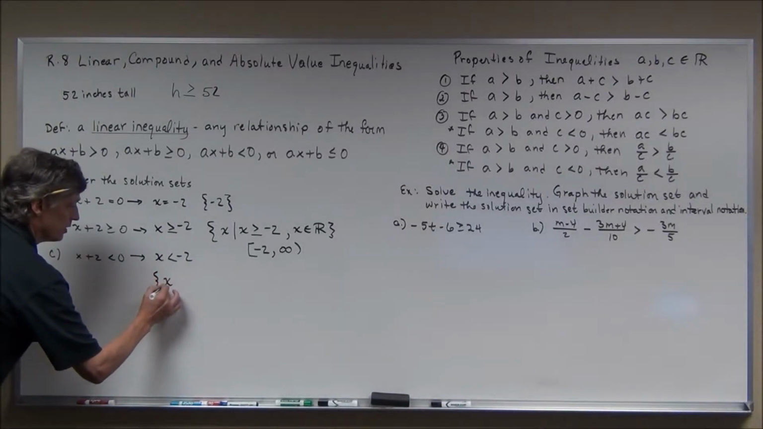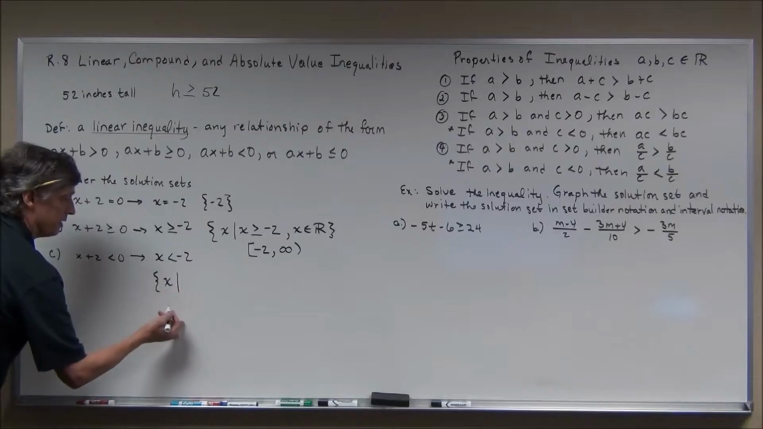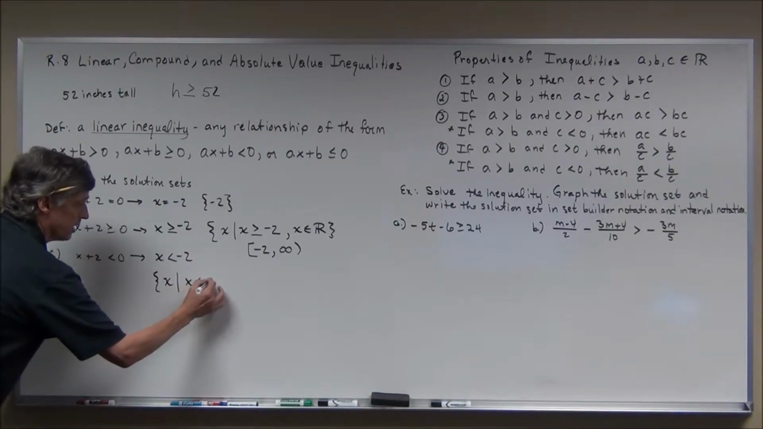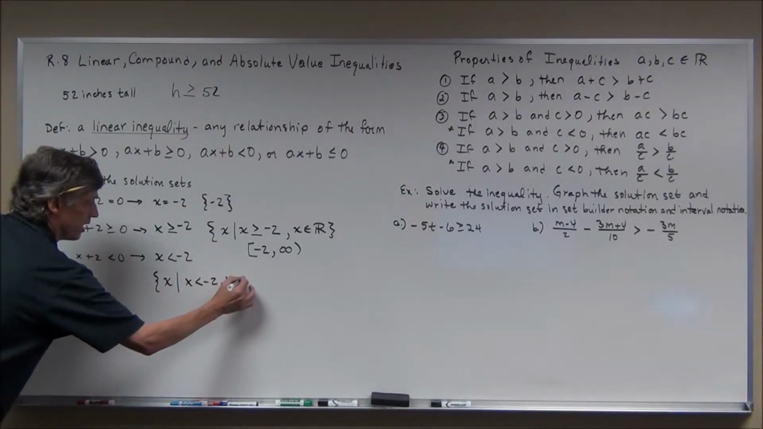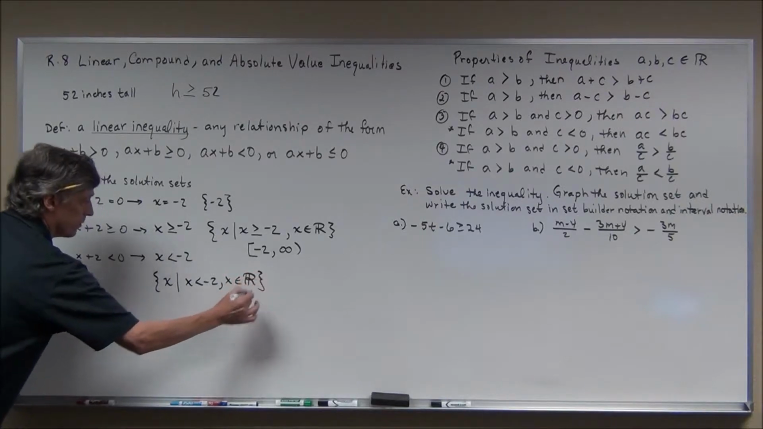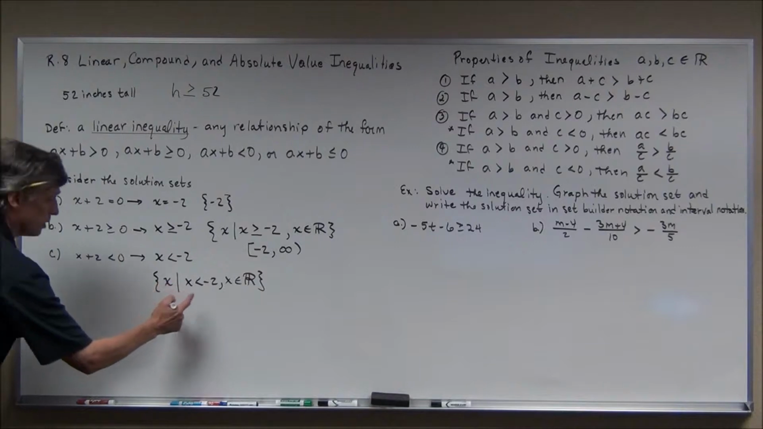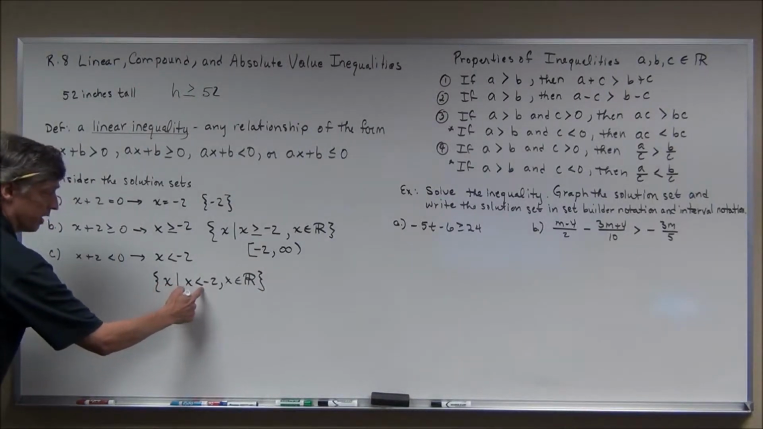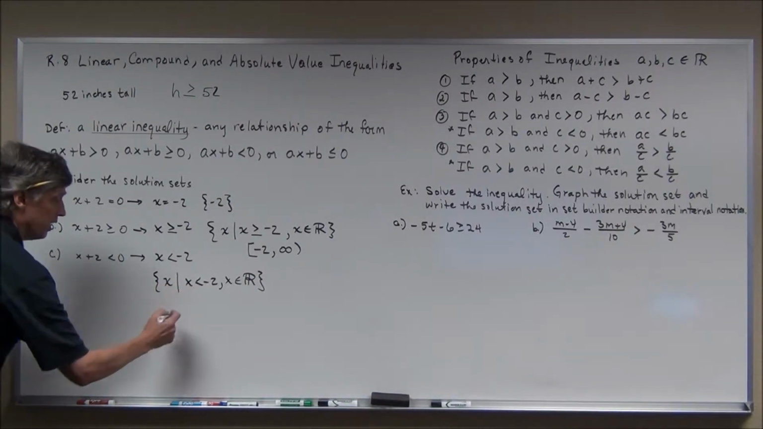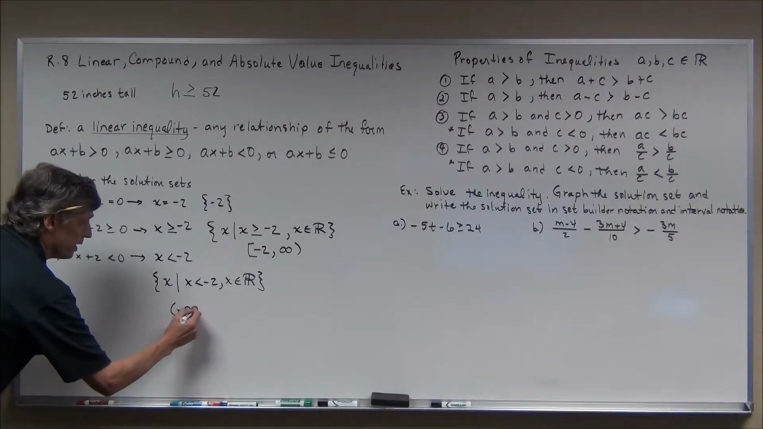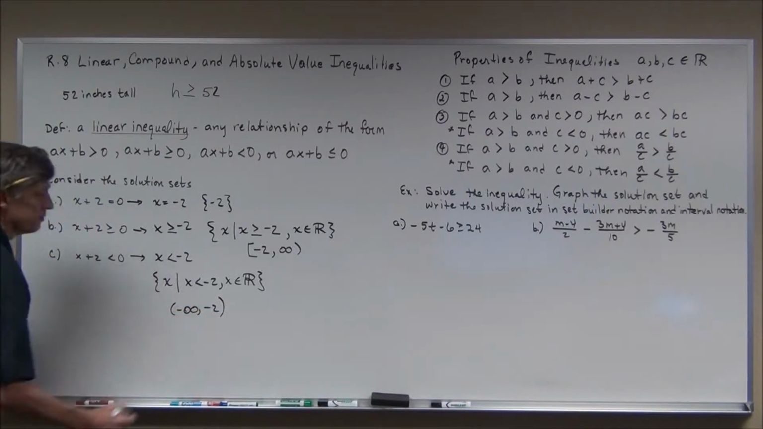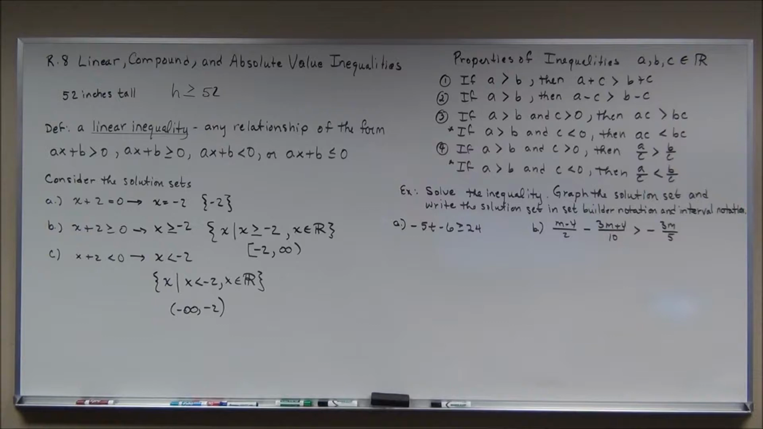Now x is less than negative 2 also has infinitely many solutions, so set builder notation time. I would have the set of all x such that, this line means such that, x is less than negative 2, and of course x is an element of the set of real numbers. But in interval notation, we want all the numbers smaller than negative 2 but not including the negative 2. There's no equal sign here. So I went from negative infinity to negative 2, but this time, remember, to use a parenthesis.